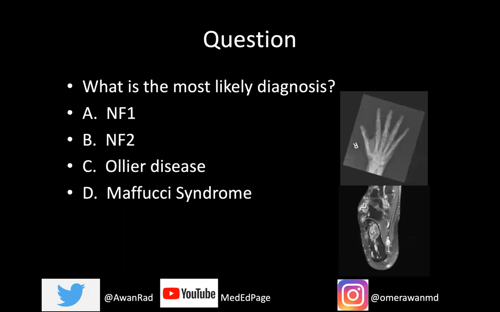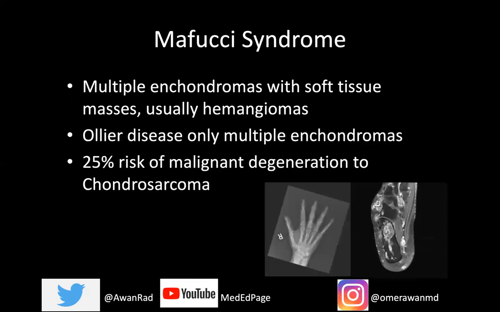Ollier's would just be multiple enchondromas, okay? So nice example of this. Now, Ollier's and Maffucci's have a higher risk of malignant degeneration to chondrosarcoma than multiple hereditary exostoses. Remember, that was 1 to 3%. This can be up to 25% according to the literature.